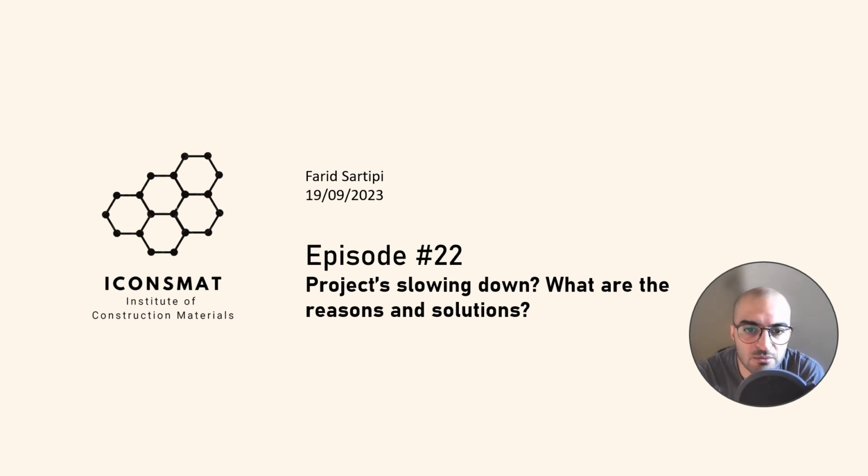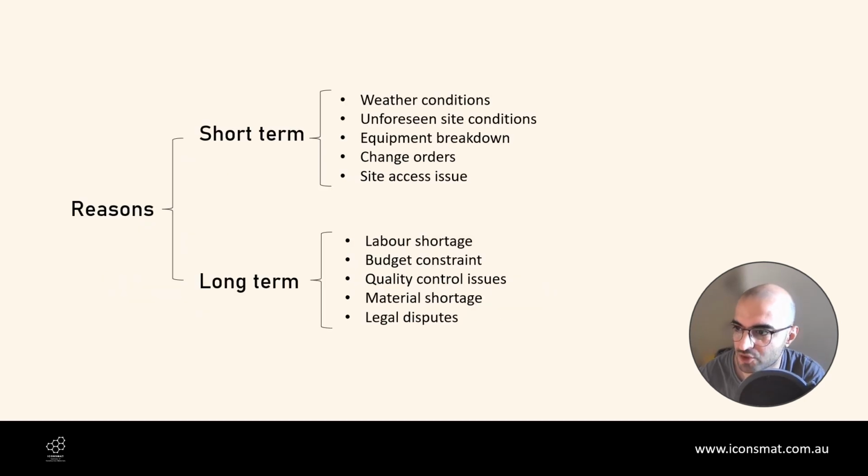So let's have a look at what causes construction projects to slow down. In terms of the short-term reasons, there are a few points to point out. Those are weather conditions, unforeseen site conditions, equipment breakdown, change orders from the client side, plus site access issues. And in terms of long-term reasons, we can point out labor shortage, budget constraint, quality control issue, material shortage, and legal disputes.